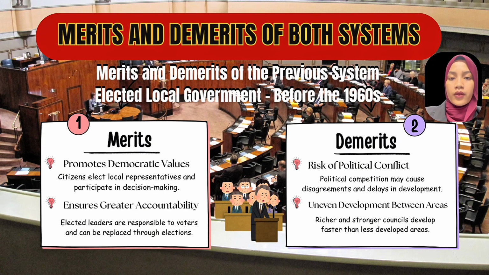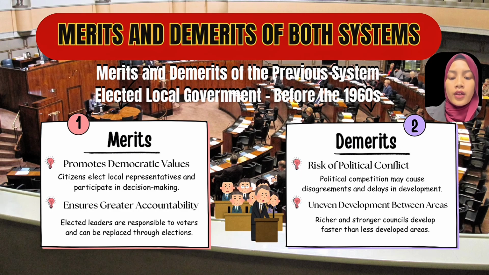So the second merit is that it ensures greater accountability. Since councillors were elected by the people, they were responsible for serving the public effectively. If they did not perform their duty, citizens could reject them in the next election. So in the Malaysian context, the system encourages local representatives to be more responsive to issues such as waste management and maintenance of public facilities, because their position depends on public support.